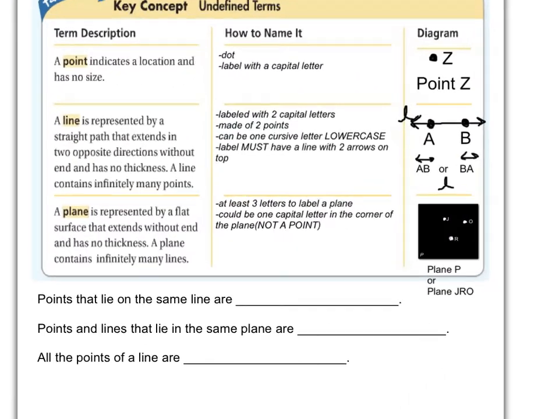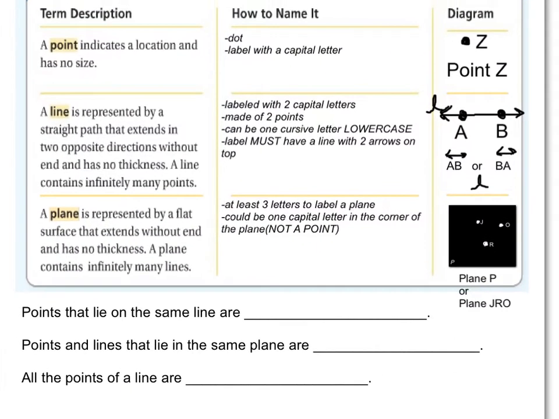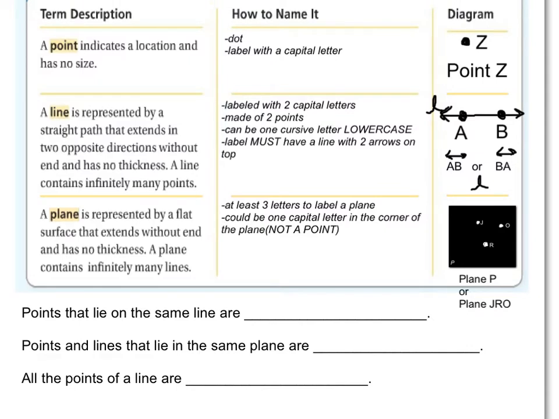The third undefined term is what we call a plane. A plane is represented by a flat surface that extends without end. So a plane never stops, and it has no thickness. A plane contains infinitely many lines, so I can put as many lines as I want into it. How do we name it? You name it with at least 3 letters. You can have more, but there has to be at least 3.